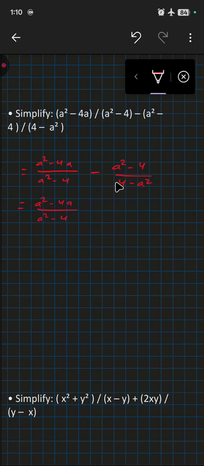If you take minus as a common over here, minus into minus, you will make this minus into plus, and now these two terms will be interchanged. A square will go at first, minus will remain same in the middle, and 4 will go at the back. So why are we doing this? Just to match the denominators so that it will be easy for us to take out LCM. Now we got the LCM, a square minus 4.